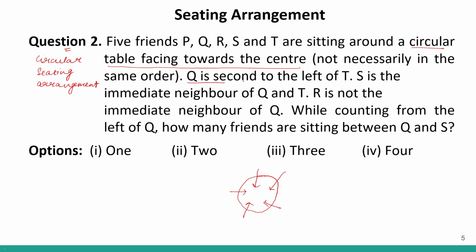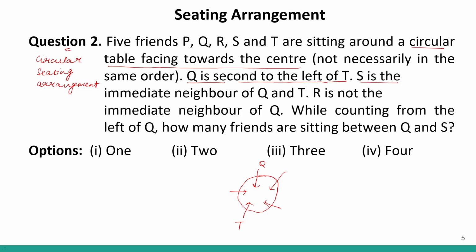So 5 friends facing towards the center. Q is second to the left of T. So if T is over here, Q is second to the left. That means 1 and 2. So Q will be over here. Left will be this side, correct? Imagine yourself at the position of T. This will be your left and this will be your right. So this is actually opposite to when they were facing outside. This you have to pay attention to. Left and right is important. So Q will be over here because Q is sitting second to the left of T.